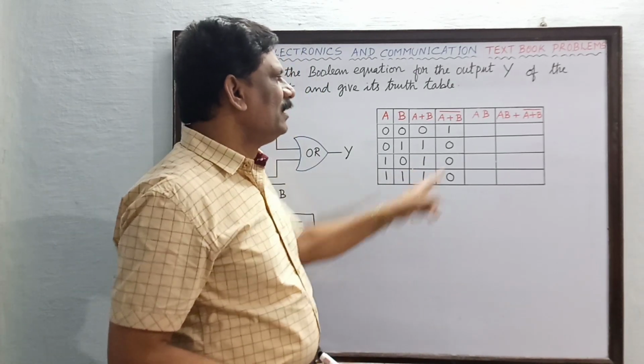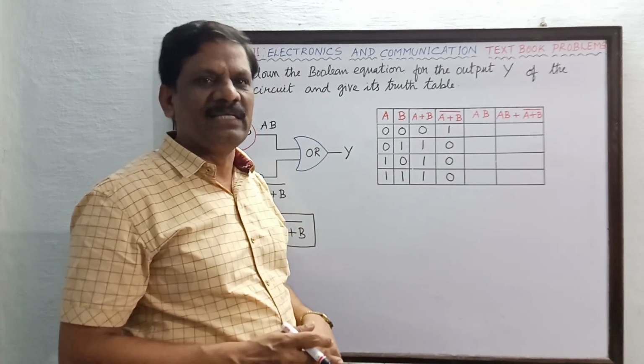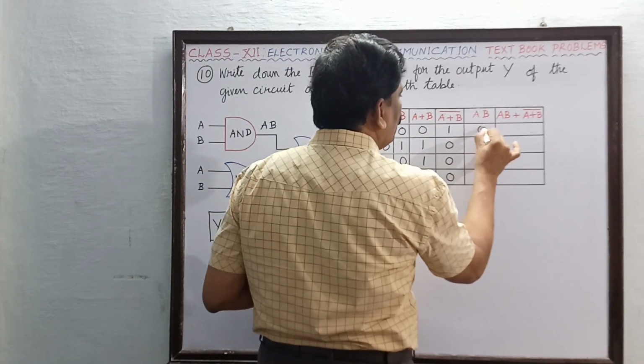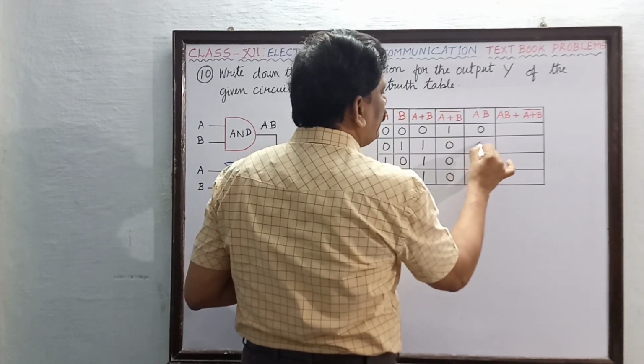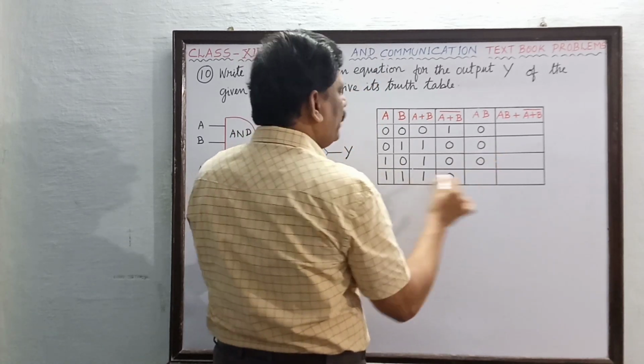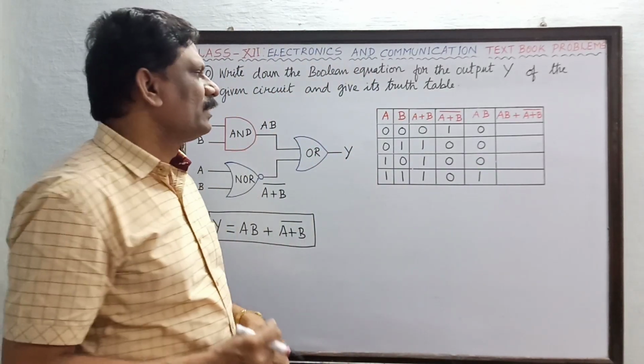Okay, what next? Product of A and B. AND means multiplication, is it not? So 0 into 0 is 0. 0 into 1 also is 0. 1 into 0 is 0. 1 into 1 is 1. Okay children?